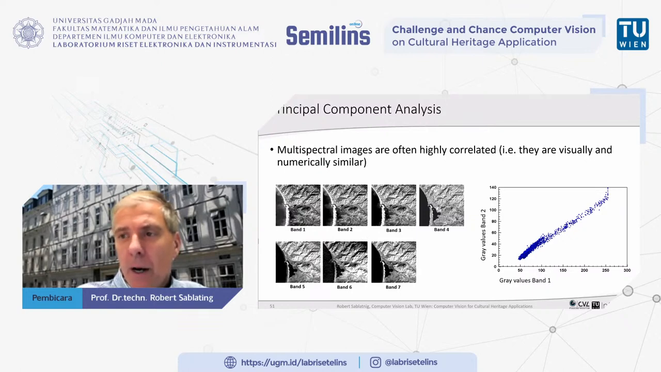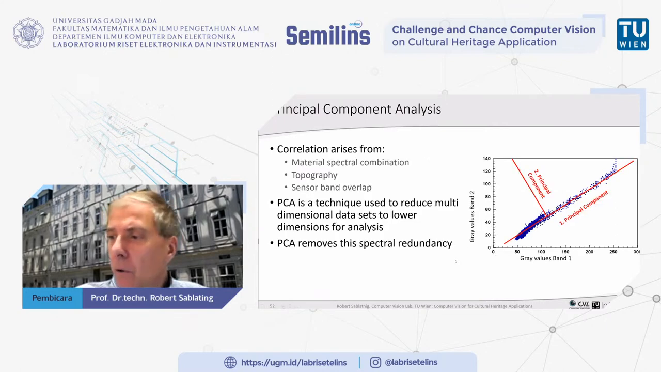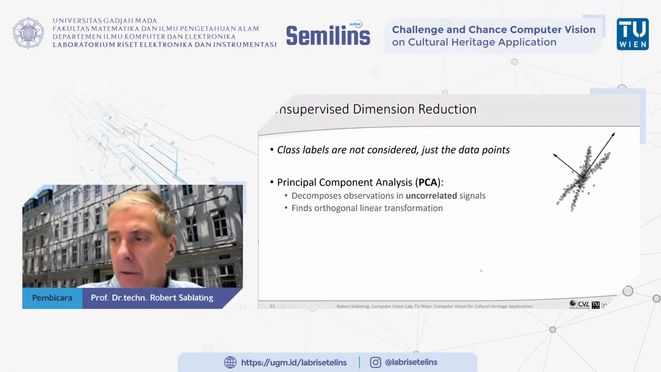Why? Because we have highly correlated images, so pretty much the same information in all the bands, as it is with the images that are from remote sensing. And therefore, we can use this information and use the principal components. So we have the first principal component and the second one, which is perpendicular to the first one. And yeah, we can use this multidimensional data and reduce it. And what does this do? It removes the spectral redundancy. The bad thing here is that these two axes are perpendicular to each other.